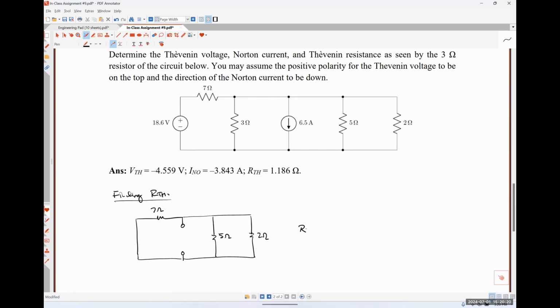So what resistance do we see? They're all in parallel. I believe that to be true, but just to double check, I'm going to identify my nodes. So I've got this red node, and then this blue node. They are all indeed in parallel. So that's going to look like 1 over 7 plus 1 over 5 plus 1 over 2, all to the negative 1 power.